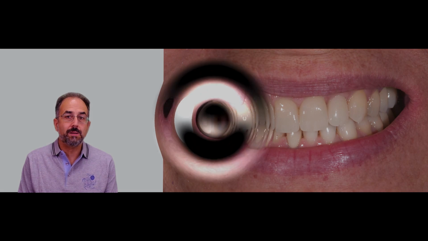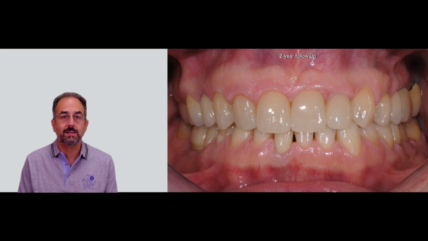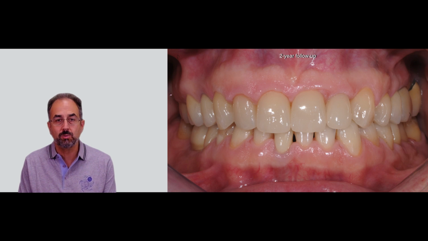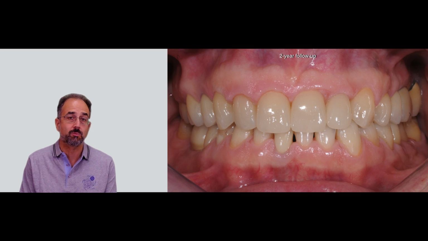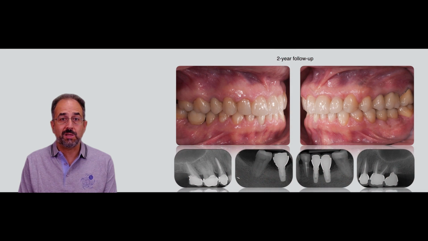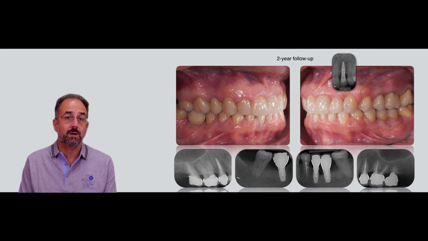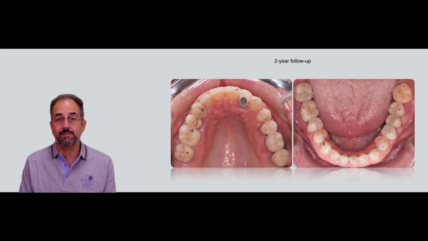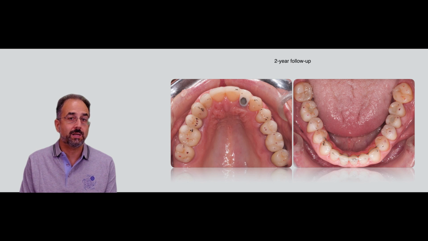There is one thing that really bothered me, which is the fact that the gingiva around 25 was more apical than I wanted it to be. This is the situation 2 years after the therapy, and things did not really change much. And these are some other views of the 2-year follow-up examination, where everything seems to be stable. The occlusal contacts also are fairly well defined and present on all posterior teeth.